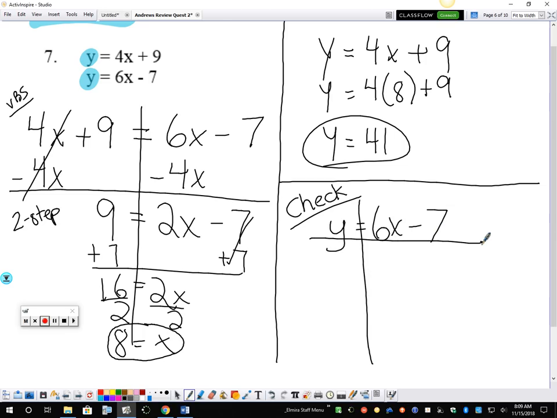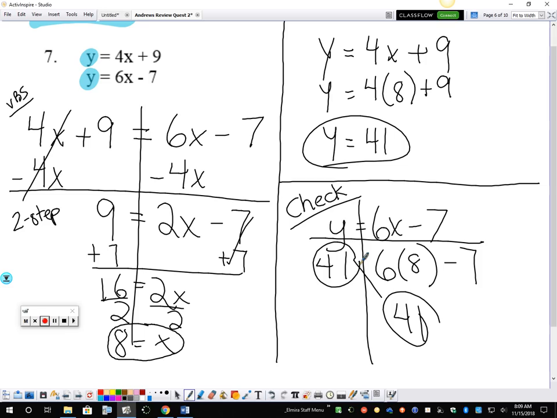I found the y to be 41, and the x was 8. 6 times 8 is 48. 48 take away 7 is 41, and I know I did it correctly.